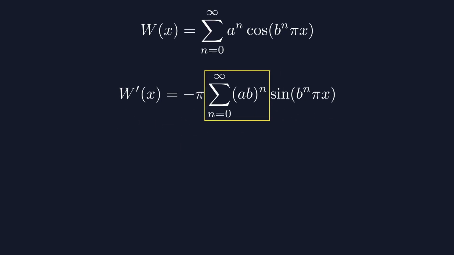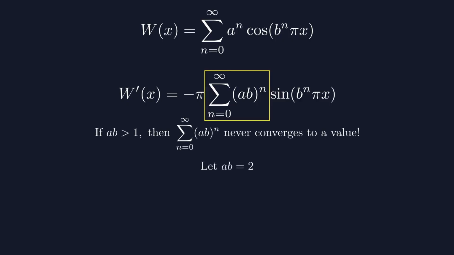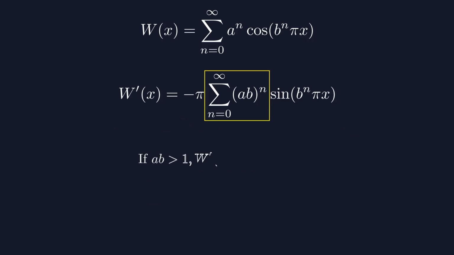It's a sum to infinity of a times b to the power of n. But if ab is greater than 1, the infinite sum will never converge. For example, if ab is 2, the sum is 1 plus 2 plus 4 and so on. Therefore, if a times b is greater than 1, the derivative does not exist at any point.